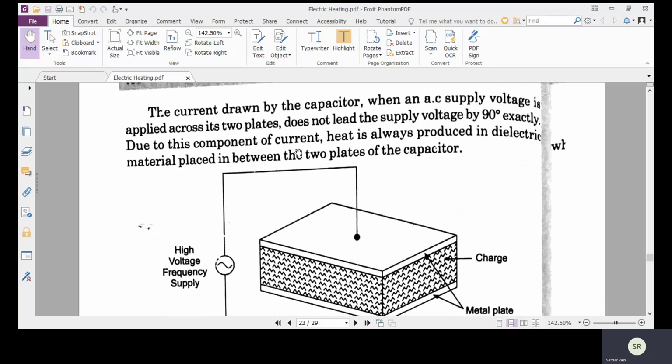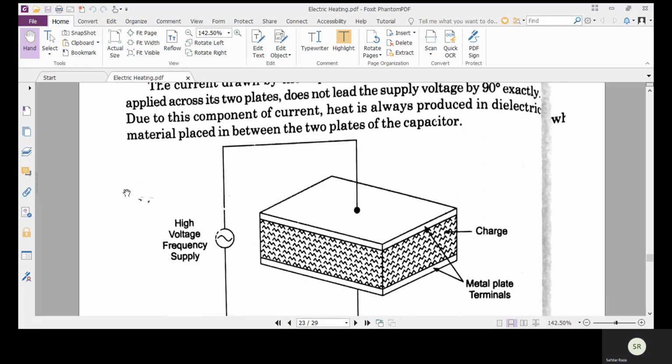Due to this component of current, heat is always produced in the dielectric material placed between the two plates of a capacitor. Whenever we place the dielectric material between the two metal plates, there is some phase difference between the voltage and the current. This phase difference is represented in the form of heat, which is delivered to the dielectric material which is to be heated.